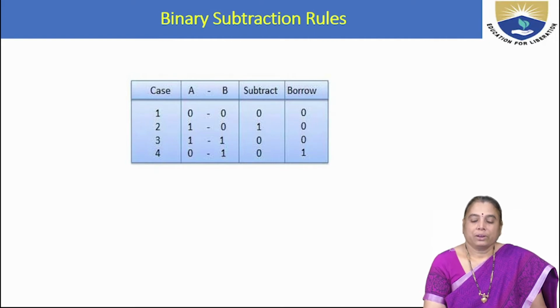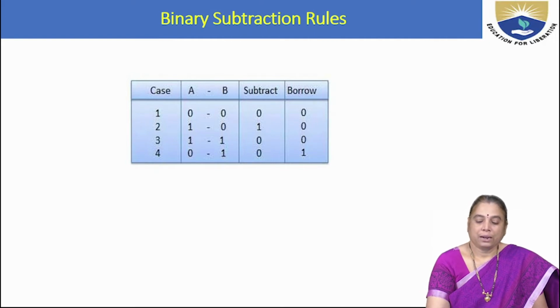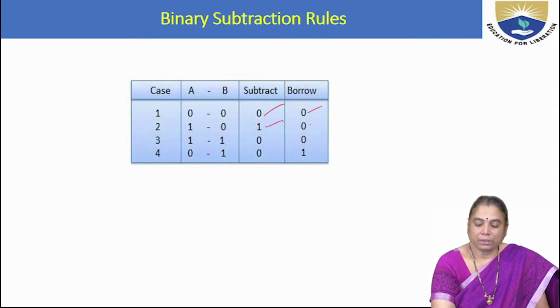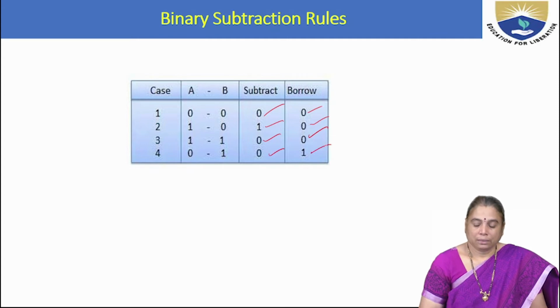And what are the general binary subtraction rules? 0 minus 0 is 0 with a borrow 0. 1 minus 0 is 1 with a borrow 0. 1 minus 1 is 0 with a borrow 0. 0 minus 1 is 0 with a borrow 1. These are the rules that can be used in general binary subtraction.